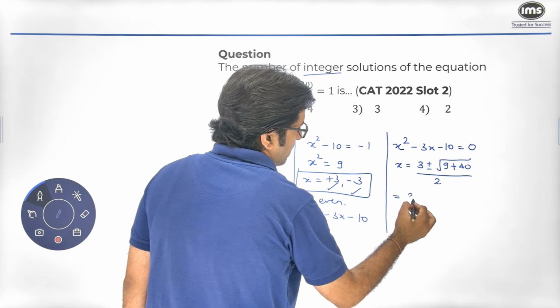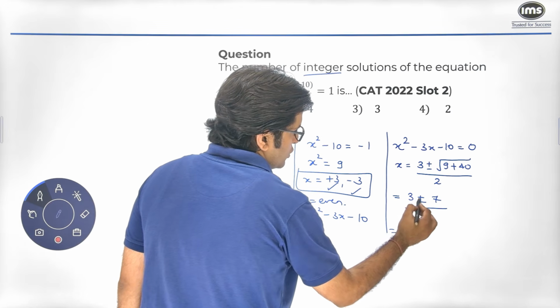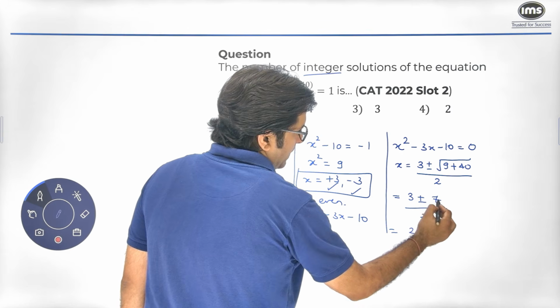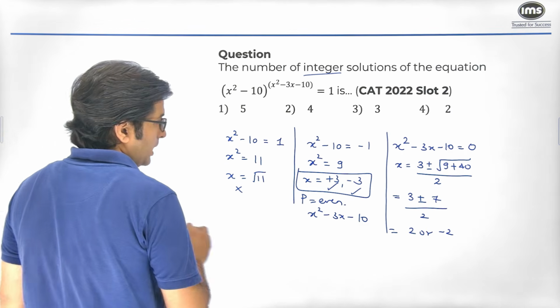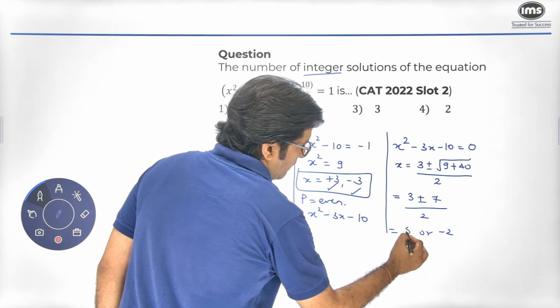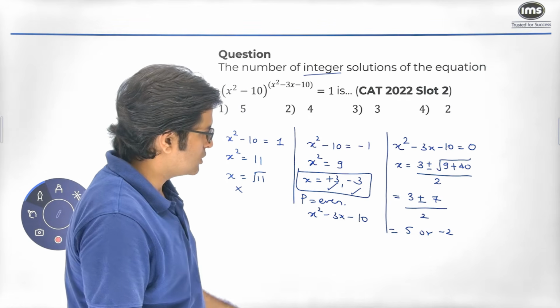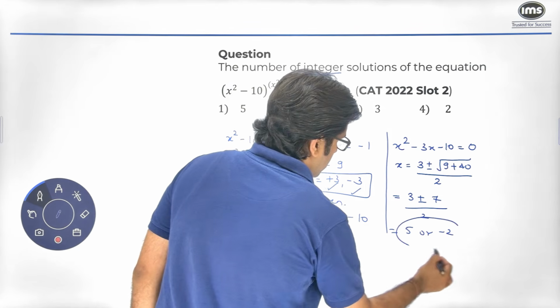So we have 3 plus minus under root of 49, which will be 7, by 2. So we'll get two possible solutions: 3 plus 7, 10, by 2, which is 5, or 3 minus 7, minus 4 by 2, which is minus 2. So we are getting two integral solutions here, 5 or minus 2.